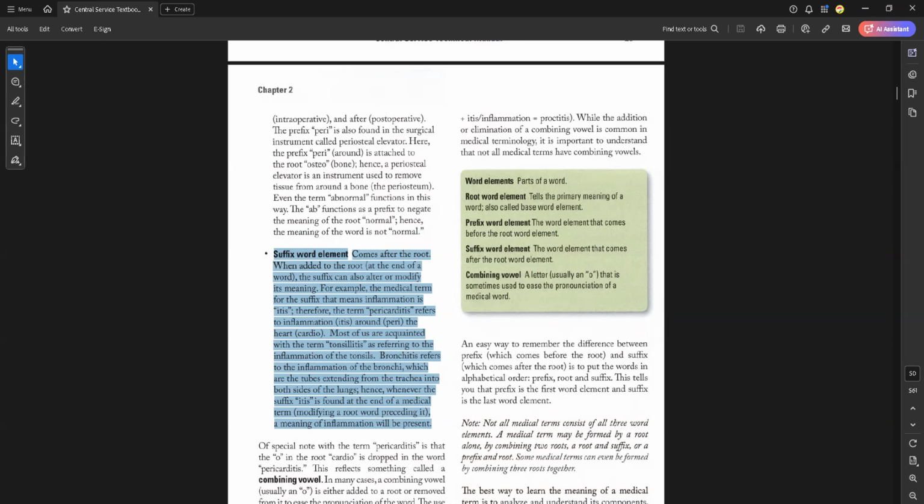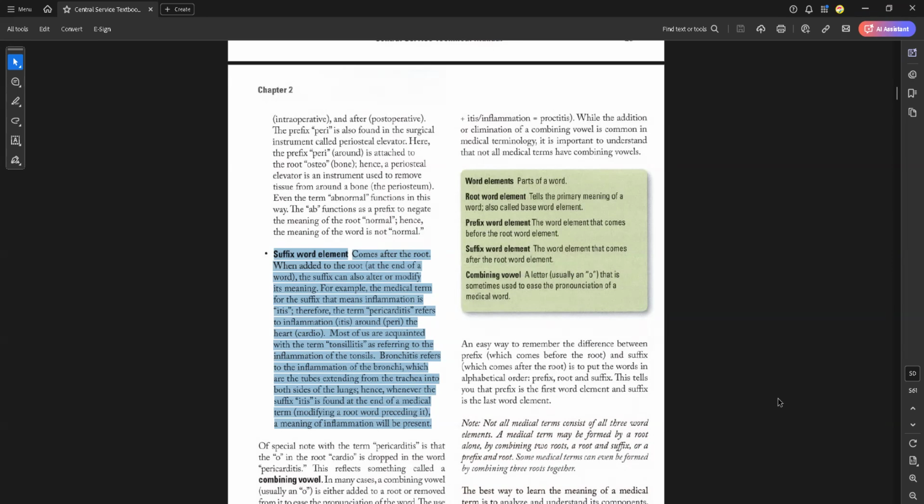Now, let's go down. Okay, well, let me read that. Comes after the root. When added to the root at the end of a word, the suffix can also alter or modify its meaning. For example, the medical term for the suffix that means inflammation is itis. So, for example, we say Michael. What about Michael? We say Michaelitis. So you see, inflammation of Michael. So it's trying to generate a better understanding.